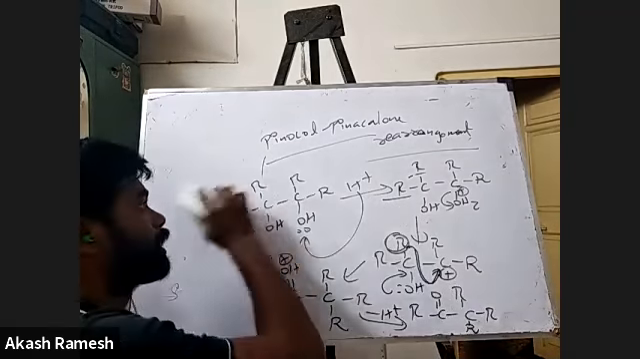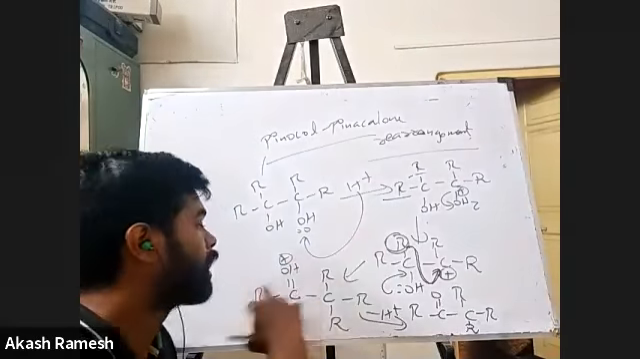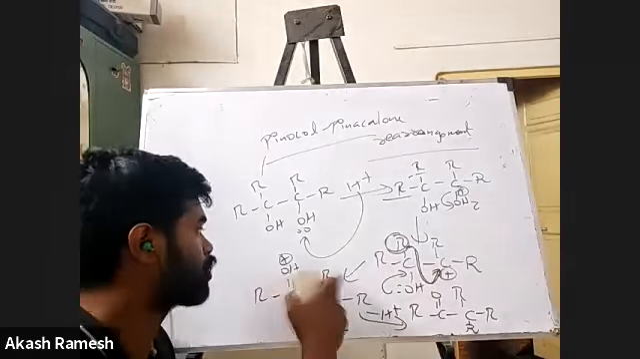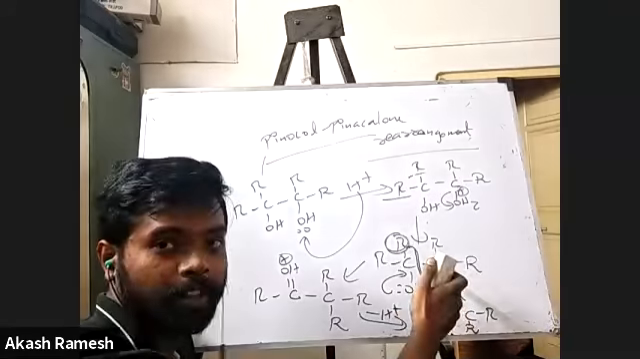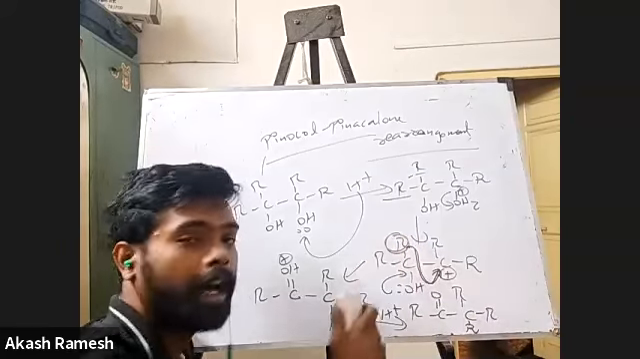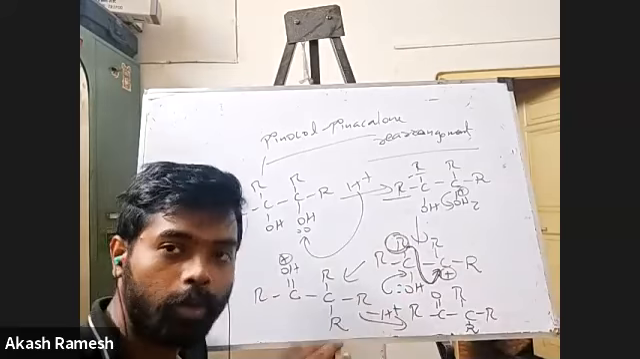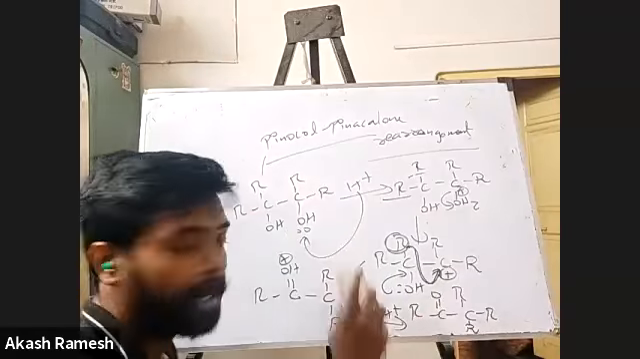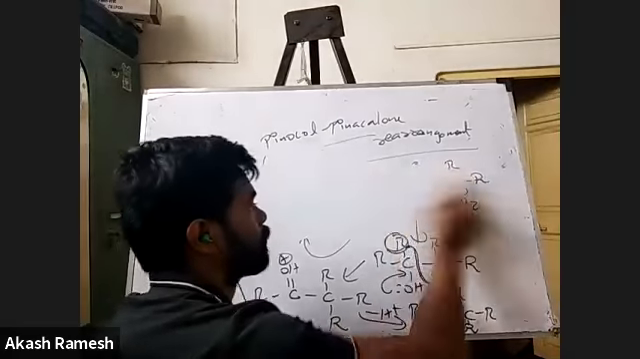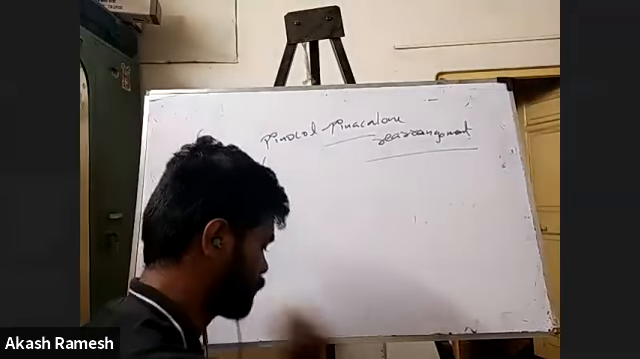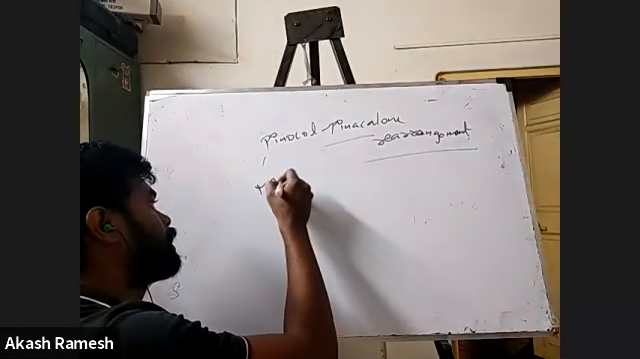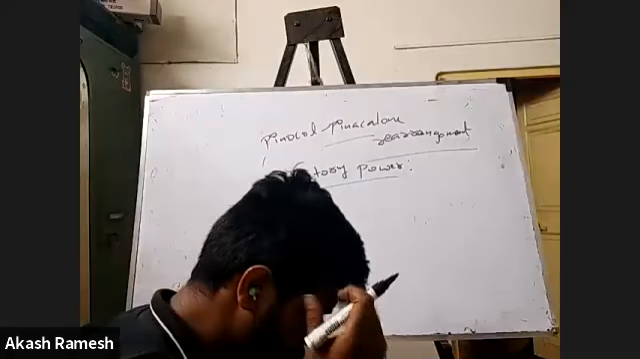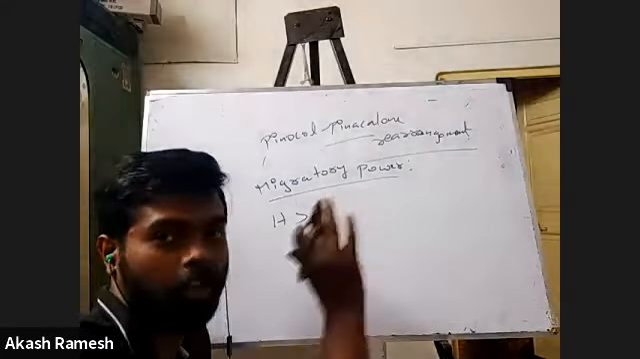Now first thing I'll give you is the migratory power. Migratory power means if I have different alkyl groups, different species, which will migrate? You saw that this R was migrating. If I have two different R groups, which will migrate over the other? That I'll tell you now. Hope you have taken down the mechanism, guys. So I'm talking about the migratory power of different groups. First, understand H has the maximum migratory power.